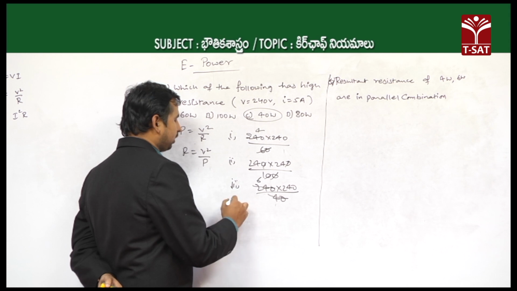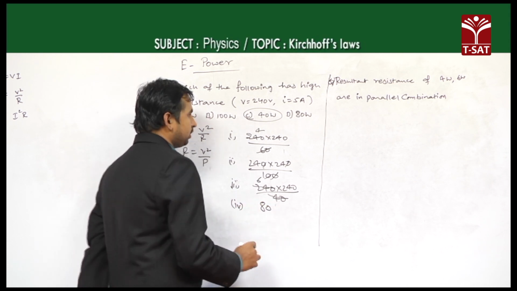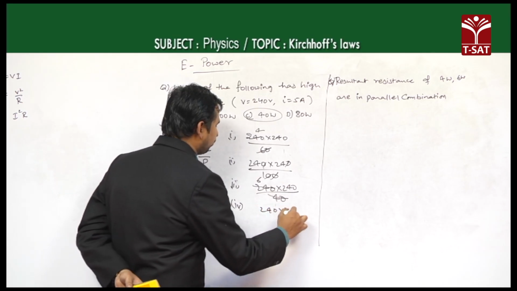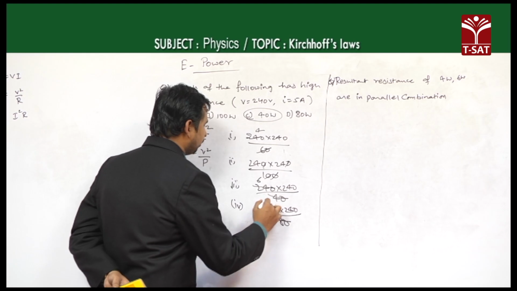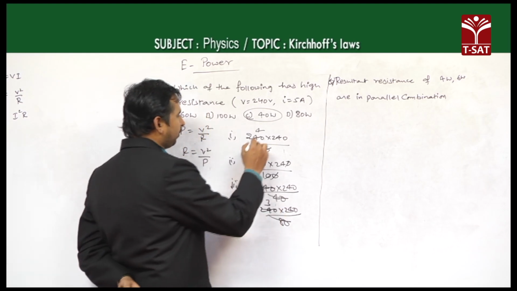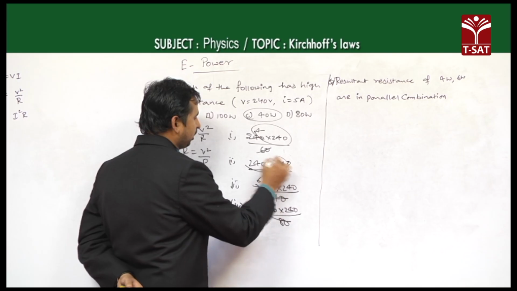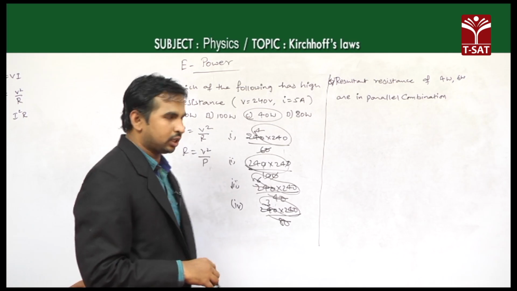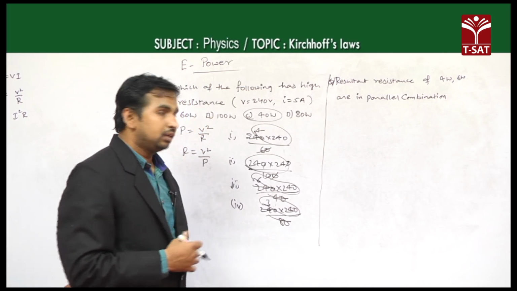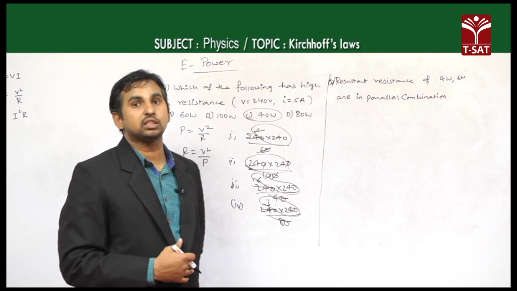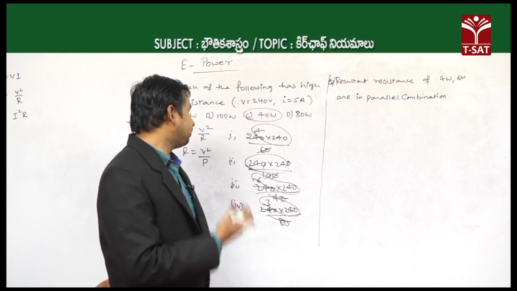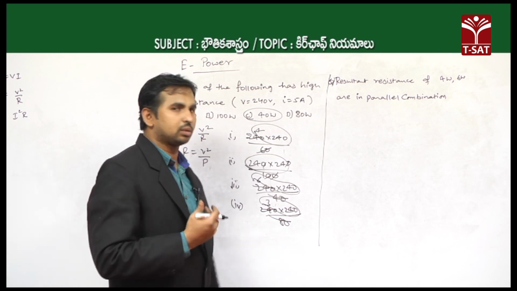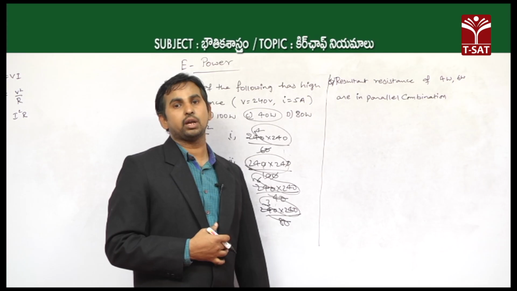For the fourth case, which is 80 watts, it is 240 into 240 by 80, which is 3 into 240. So we have 4 into 240, 24 square, 6 into 240 and 3 into 240. Of all these cases, the third one, 6 into 240, has the maximum value. So the resistance is more when the power drawn is 40 watts.